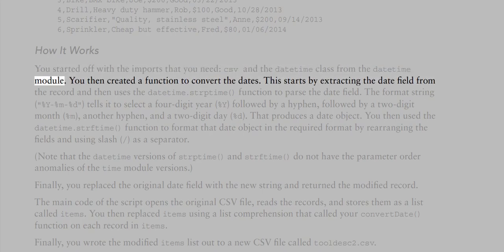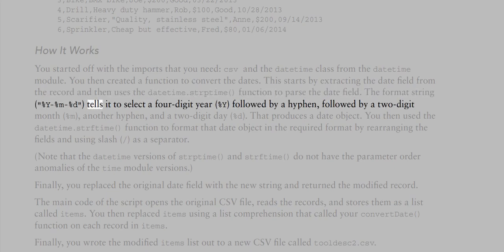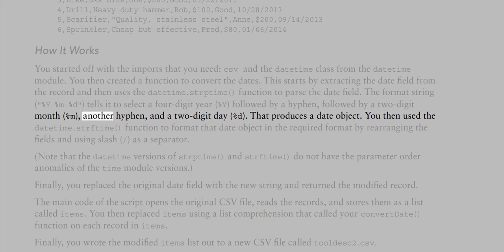How it works. You started off with the imports that you need, csv and the datetime class from the datetime module. You then created a function to convert the dates. This starts by extracting the date filed from the record and then uses the datetime.strptime function to parse the date filed. The format string, %Y-%m-%d, tells it to select a 4-digit year, %Y, followed by a hyphen, followed by a 2-digit month, %m, another hyphen, and a 2-digit day, %d. That produces a date object.